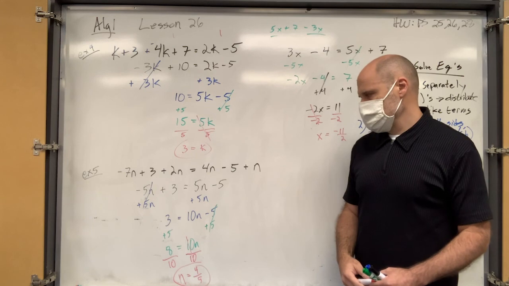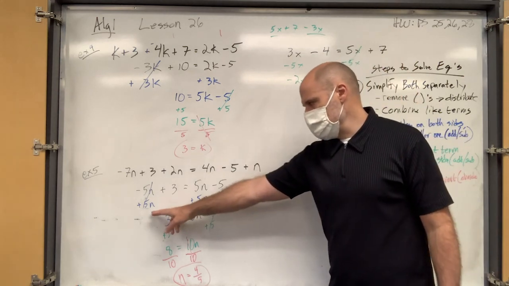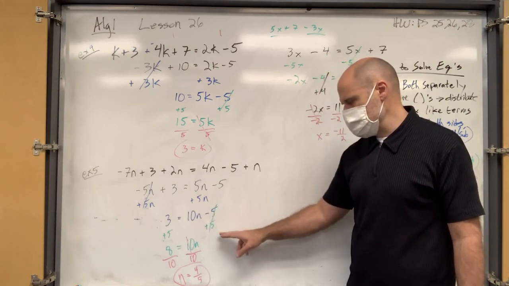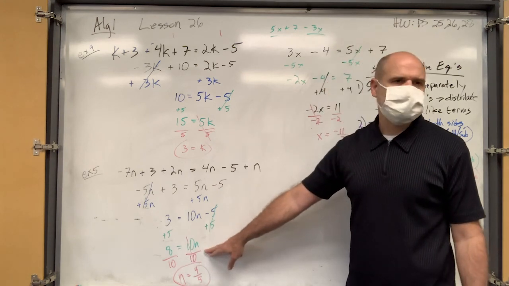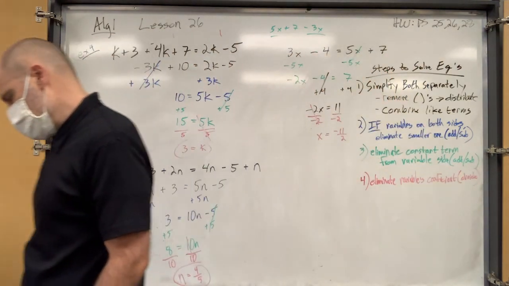All right? Good. And then getting rid of the negative 5n by adding 5n. Boom. Get rid of the constant by adding it because it's being subtracted. And then you're here and you're like, uh-oh, did I do something wrong because this looks fractiony? But no, fractiony is okay in this problem.